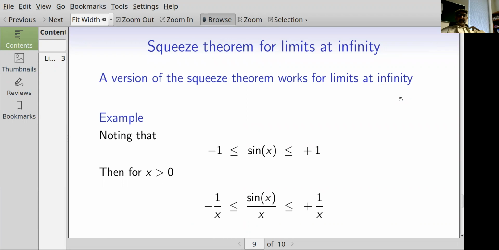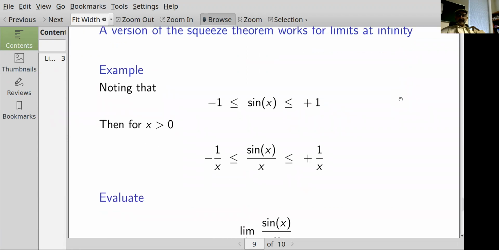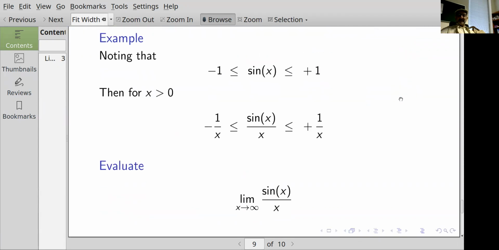So, for example, supposing I have sin(x), I know that that can be bounded between -1 and 1. And then if I divide by x, I want to take the limit as x goes to infinity of sin(x)/x. So sin(x) is bounded between -1 and 1. If I divide by x through the inequality, I get -1/x less than or equal to sin(x)/x less than or equal to 1/x.